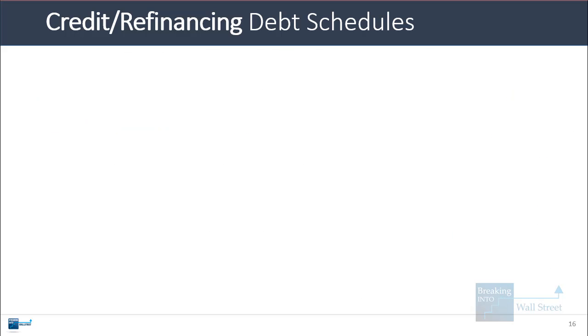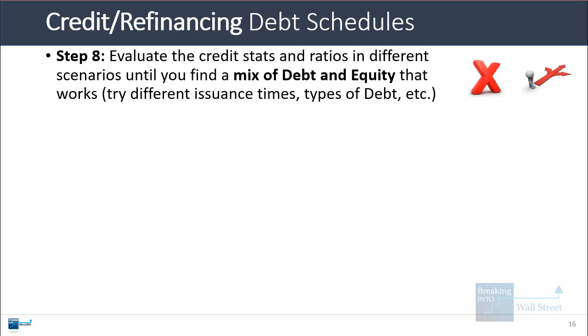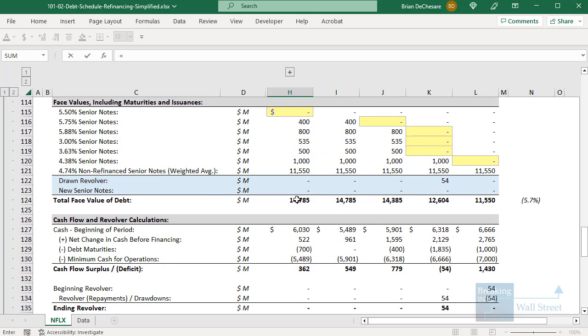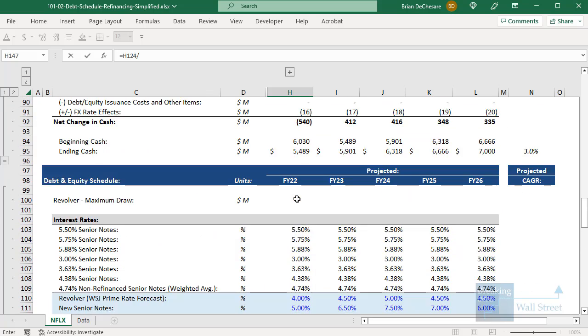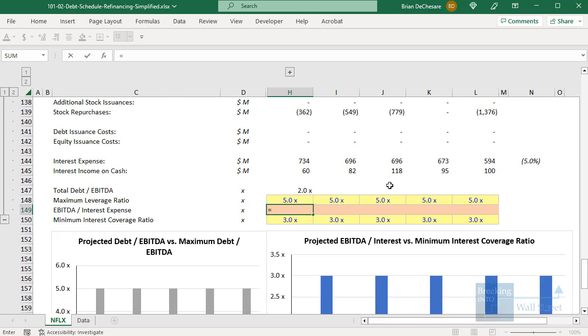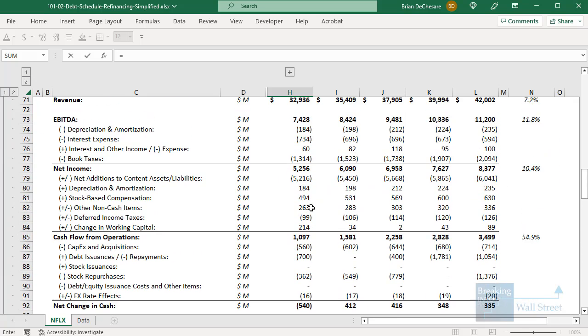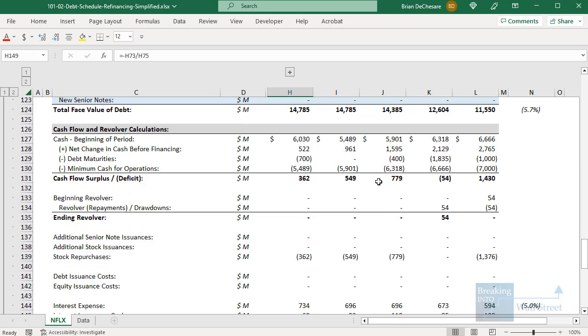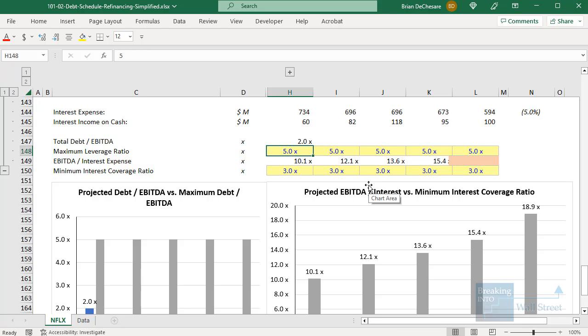The last part here is to evaluate the credit stats and ratios in different scenarios until you find a mix of debt and equity that works. You could try different issuance times, different types of debt, other things like that. Here, if we go in and we calculate the debt to EBITDA for this company, let's take the total face value of debt from right here, and then let's go up and divide by the company's EBITDA right up here. And then for the EBITDA to interest expense, let's go up and get the EBITDA right here. And then we can divide by the interest expense right below it. That's probably the easiest thing. And then we'll copy these both over.